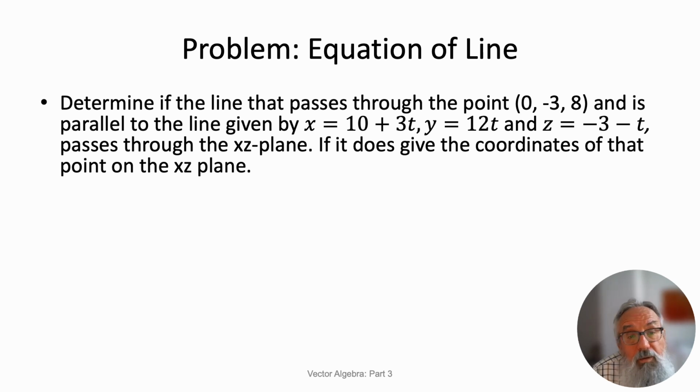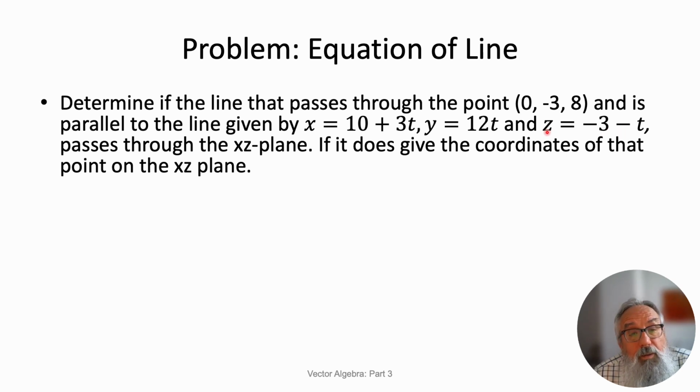We've got 3 coordinates. Does it pass through the xz plane? If it does, give the coordinates of that point on the xz plane. Let me just read this again, make it clear. Determine if the line that passes through the point and is parallel to this line.